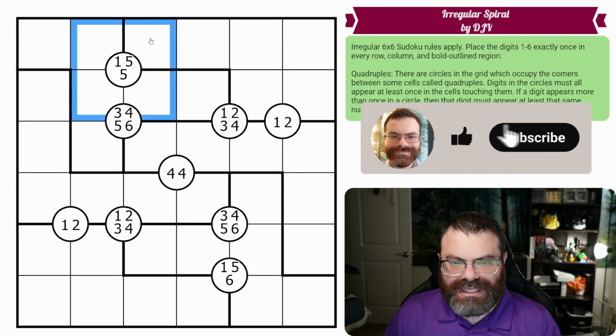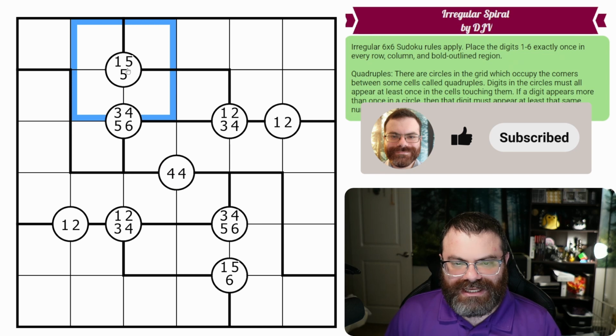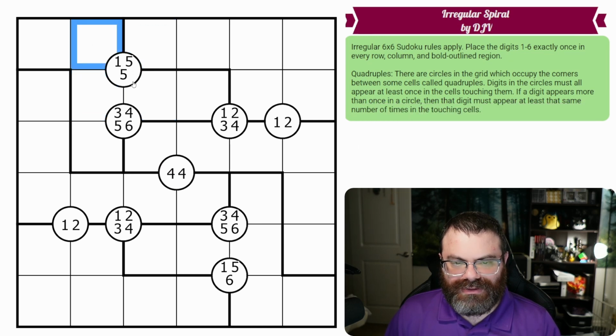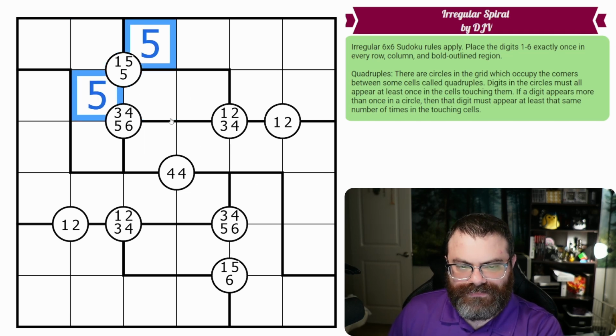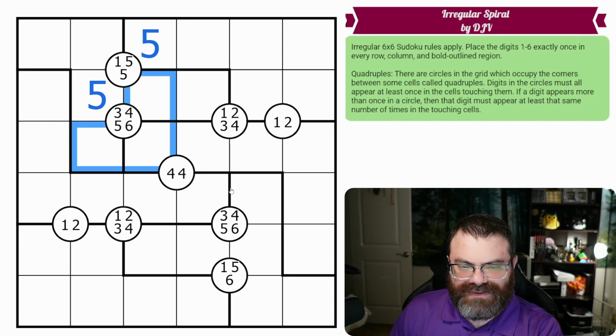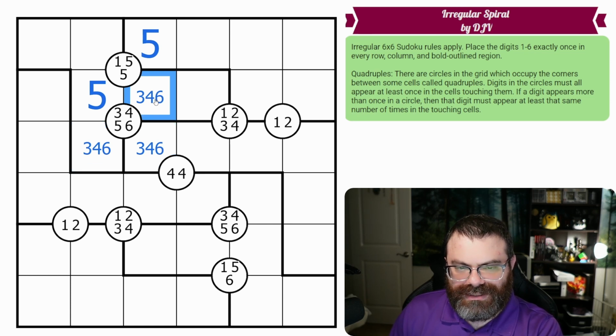All right, when I was looking at this, I noticed that these 2 5s do need to appear either here or here. But there's a problem with doing it here, which is that they'd be in the same region. So this is actually 2 5s here. And now we need a 1. And actually, if we think about this quad here, it's 4 digits and 4 cells. So we can pencil this. This is going to be 3 4 6, none of which are 1, right? So this quad still needs a 1, so that's going to go here.